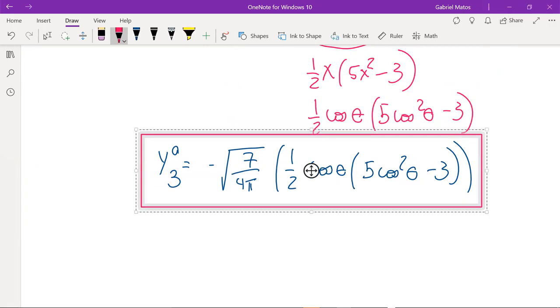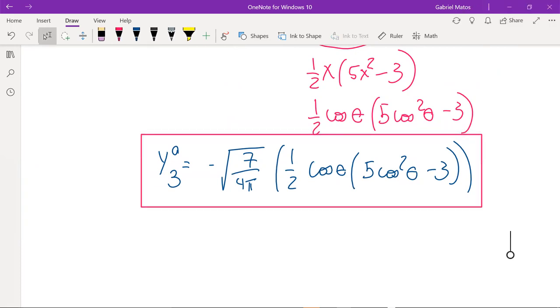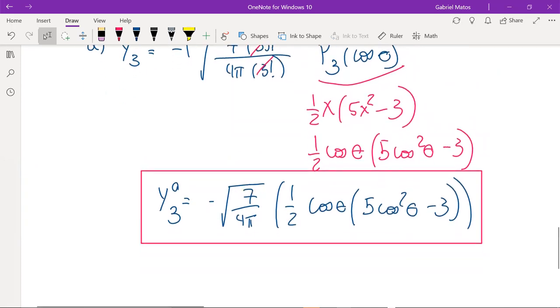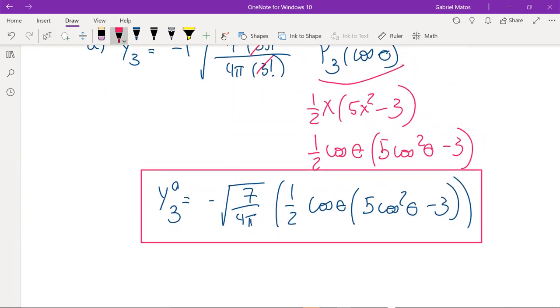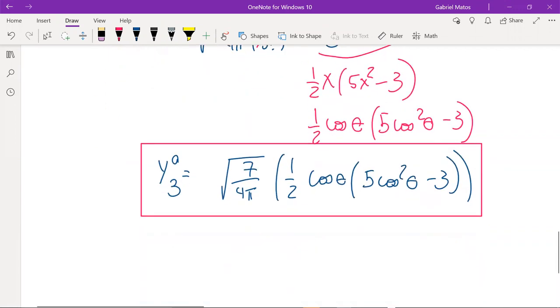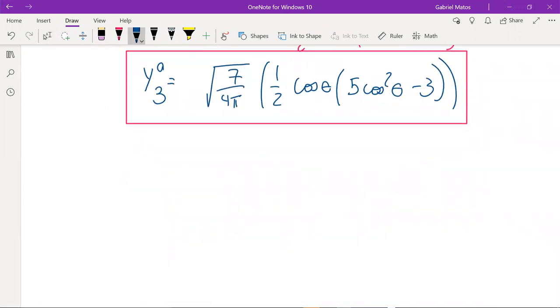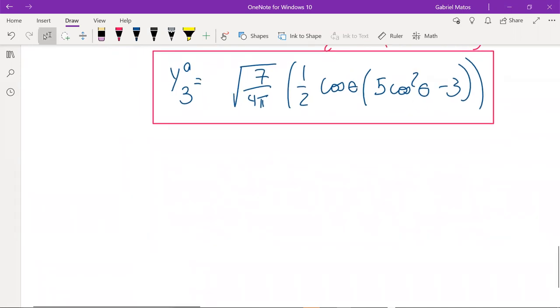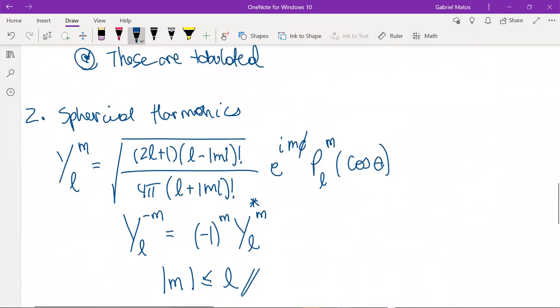Wait, why is it negative? Oh, did I? Oh, you're right. I just got my sign wrong. Oops. Good catch. Okay, yeah, so that's part A. Thanks, that's a good catch.